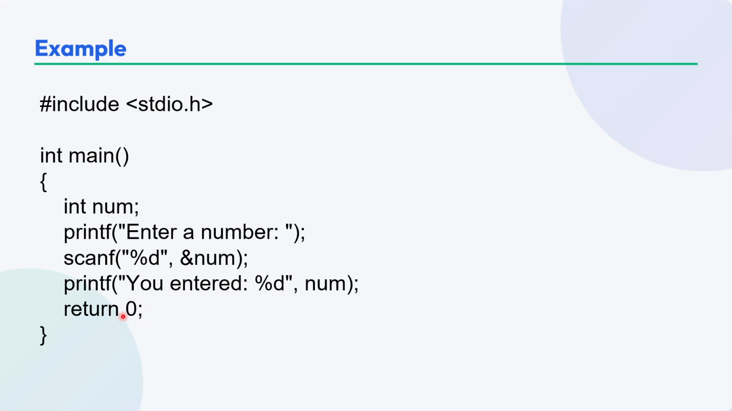Return 0 is used when the above conditions are true, and it exits the code easily. And then we close the code with a semicolon. Remember, when you run this code, the same number which you have entered will be displayed here.